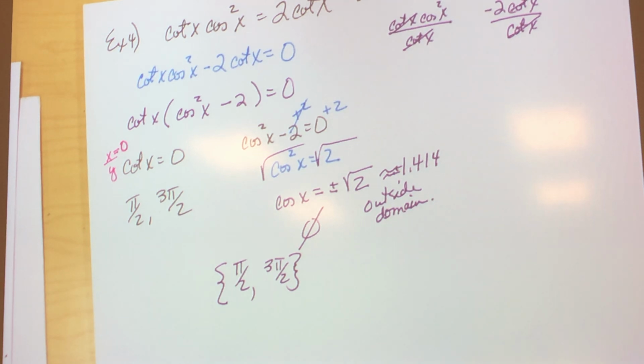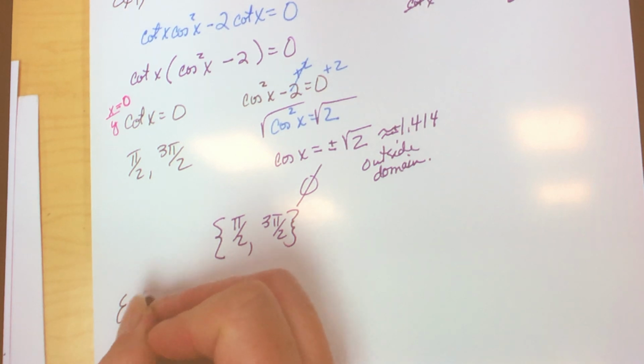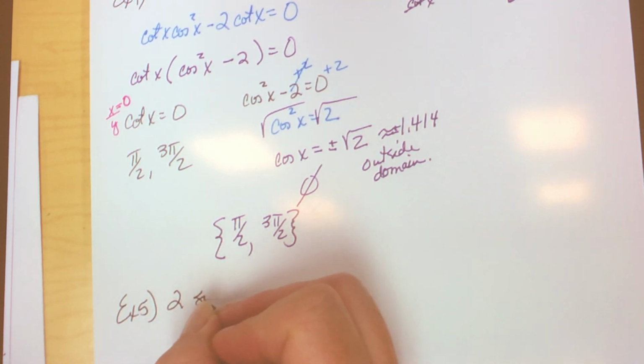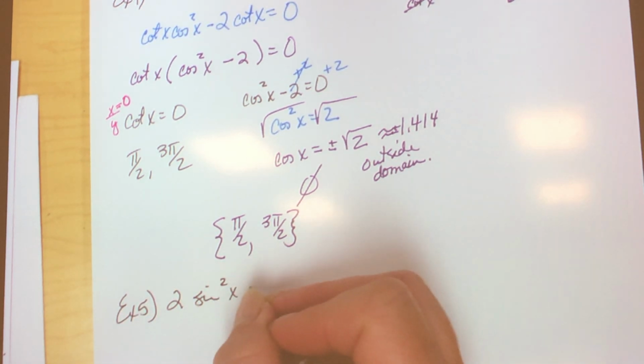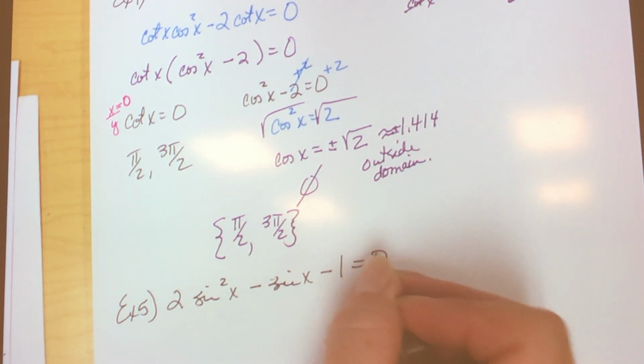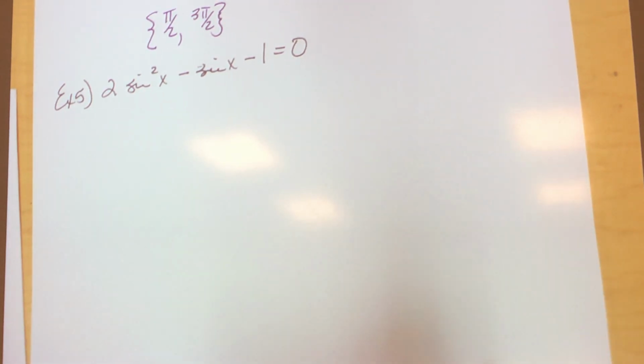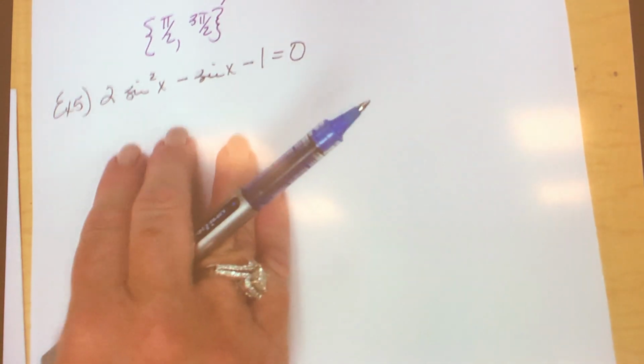All right, so here we go. We just got about 4 minutes, so let's do it. Example 5: 2 sine squared x minus sine x minus 1 equals 0. Hello, quadratics. Okay. Some kids can look at this and they're okay with it.